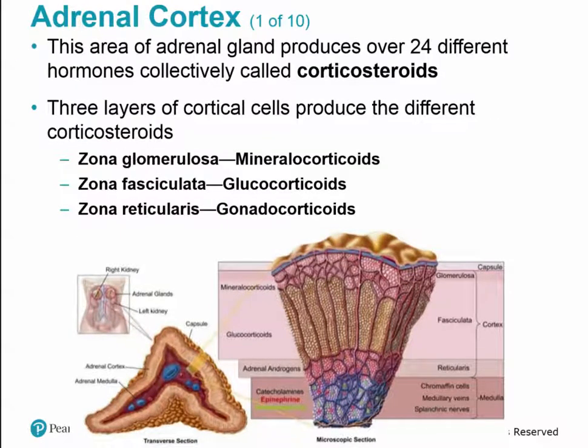So we'll start by looking at the adrenal cortex. The adrenal cortex can produce over 24 different hormones, collectively referred to as corticosteroids. But we're just going to focus on some of the major hormones produced by the cortex. Three layers of the adrenal cortex produce different types of these corticosteroids. The zona glomerulosa produces the mineralocorticoids, zona fasciculata produces glucocorticoids, and zona reticularis produces the gonadotropins.